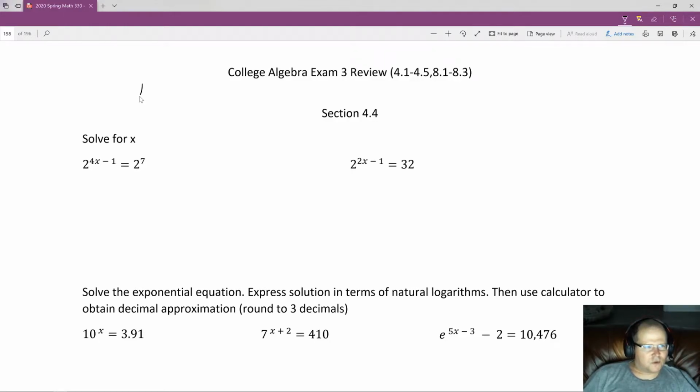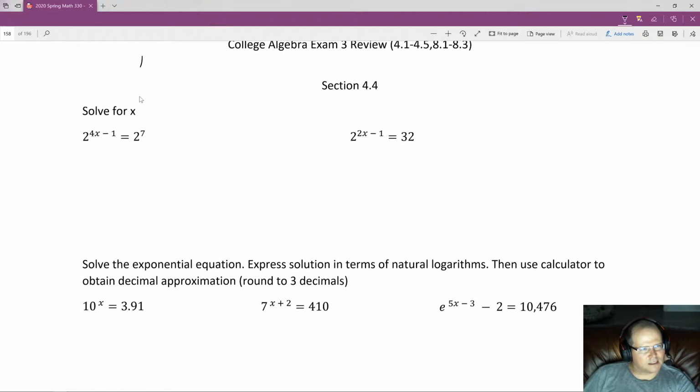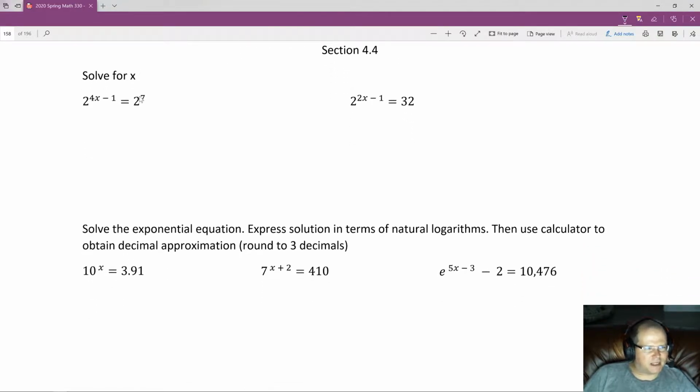Section 4.4, solve for x. Now, the way we want to solve for x is we want to get them to have the same base, and once they get the same base, we can set their exponents equal to each other. So since both of these have a 2 base, we know that 4x minus 1 must be equal to 7.